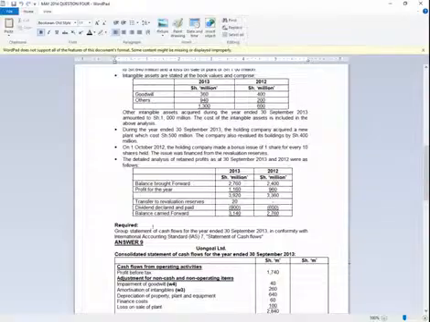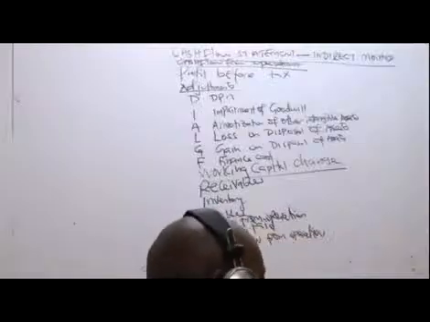So they want me to give them the group statement of cash flows for the year ended 30th September 2013 in conformity with International Accounting Standard IAS 7 statement of cash flows. This examiner never told us to use the direct method. He's silent. And whenever he's silent, we shall always, ladies and gentlemen, use the indirect method. Great.